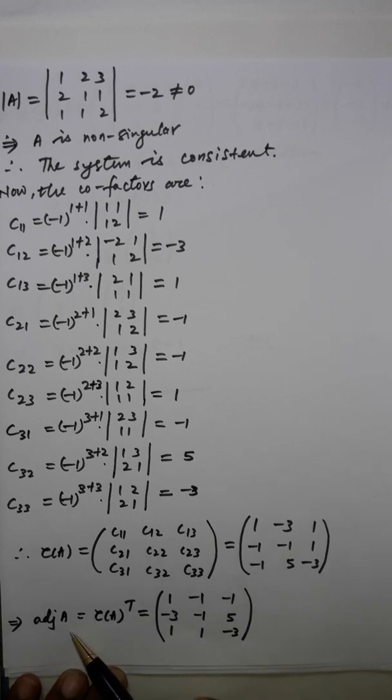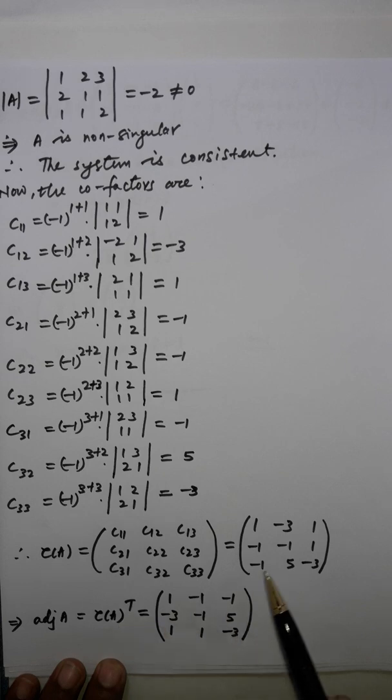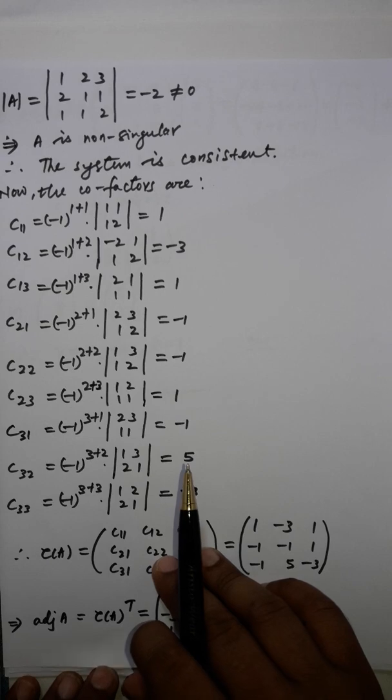Now, adjoint of A is nothing but the transpose of the cofactor matrix. So, make the rows into their respective columns. First row will become first column, second row becomes second column, and third row becomes third column. In that way, we are getting the adjoint of A.